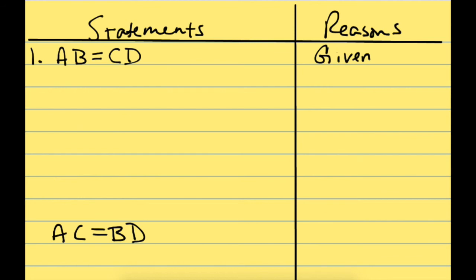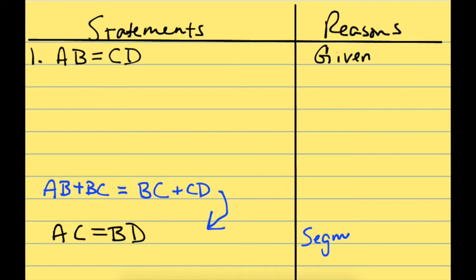So sometimes it's helpful to work backwards. So that's what I'm going to do. I'm going to think about what AC and BD are made up of. AC is made up of AB and BC, and BD is made up of BC and CD. And what says that we can make that step from there to there? Right, the segment addition postulate.